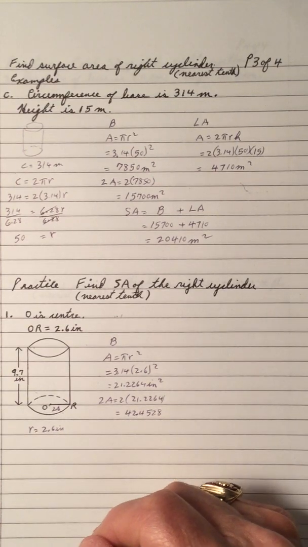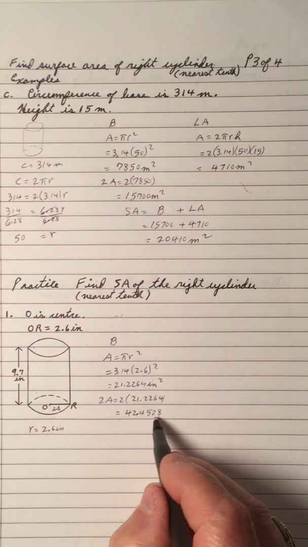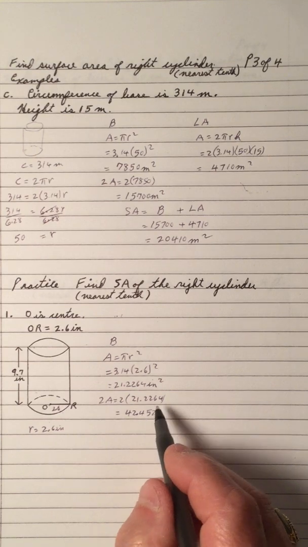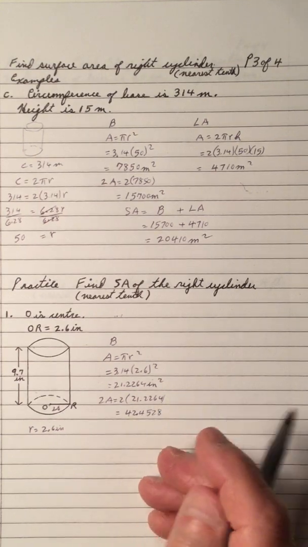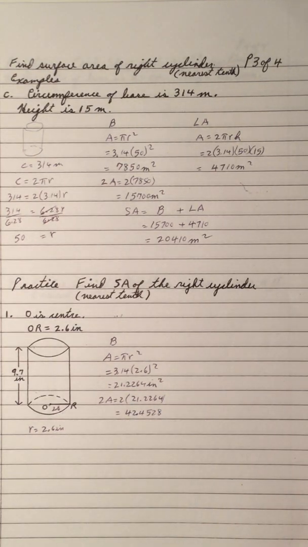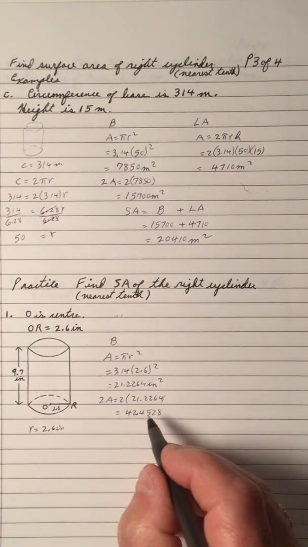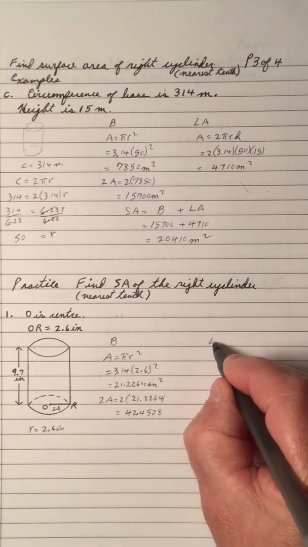Notice I didn't round it yet. I'm waiting until the end. And if this kept going on and on, well, just round it off probably to the thousandths place. Or if we did round it to the tenths, then it might be a little bit higher, but your teacher will recognize that. Now we need the lateral area.